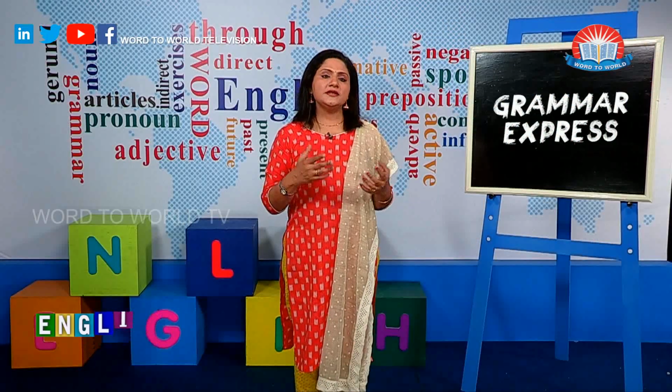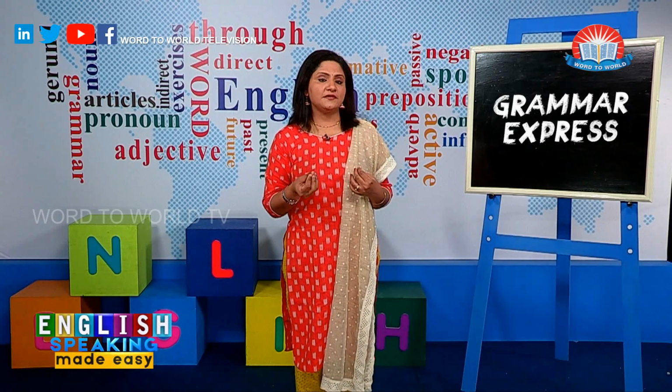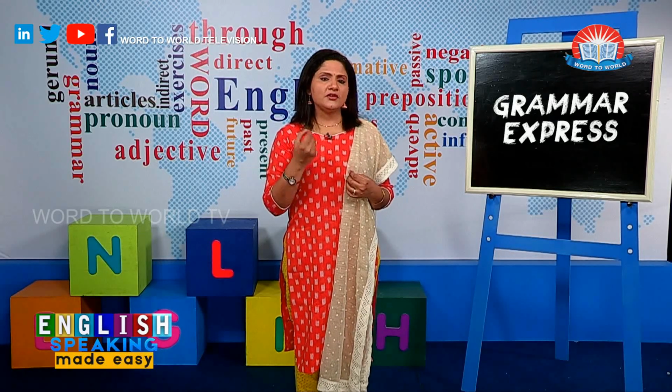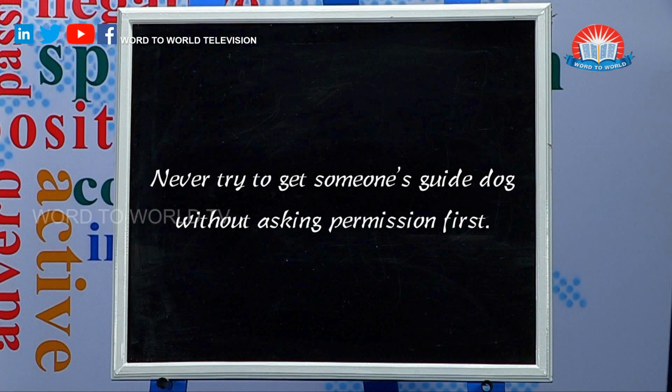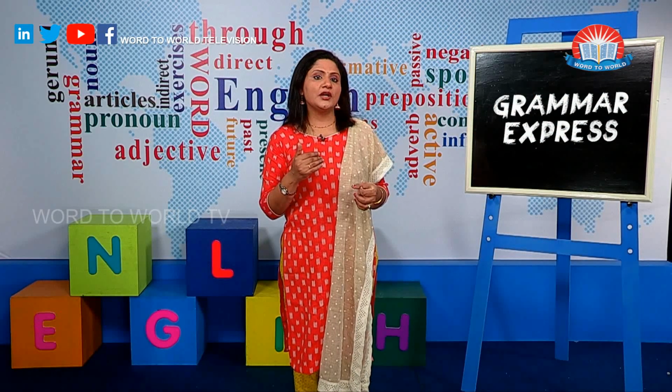Now there are many instances when nouns are used as adjectives and many instances where adjectives are used as nouns. In many sentences we can use a noun which can function like an adjective depending on where it is placed. Just look at the sentence: Never try to pet someone's guide dog without asking permission first. Here the word used to describe the noun dog is guide. Guide is actually a noun, but in this sentence, the way it is placed, it serves the purpose of an adjective. It modifies the noun.